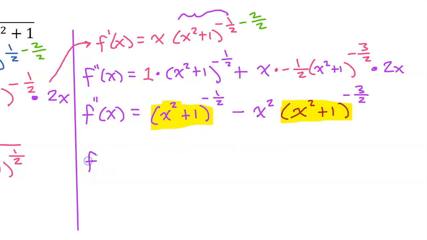So I'm going to have f double prime of x equals, and I'm putting this x squared plus 1 in the front. But what exponent goes on it? It's always going to be the lower exponent. So what's the smaller number? Negative 3 over 2 is less than negative 1/2. So that's the exponent that we're going to bring out, negative 3 over 2.